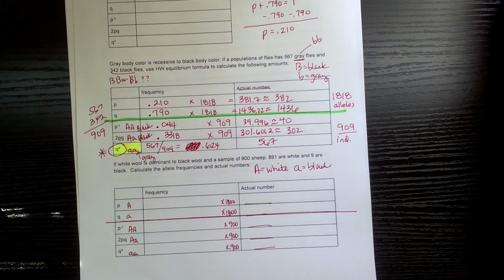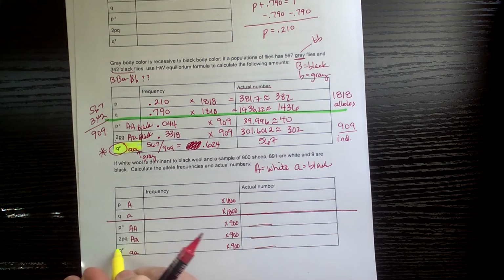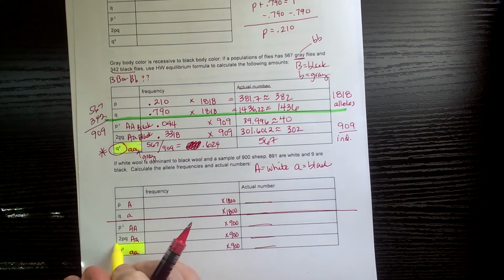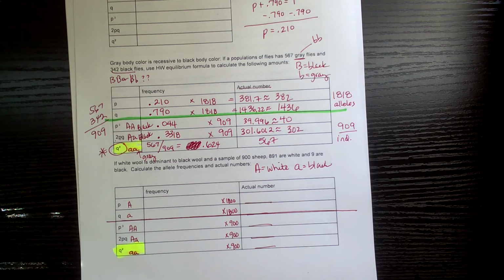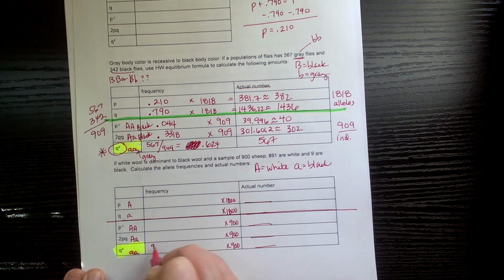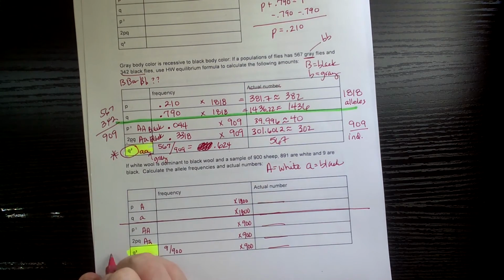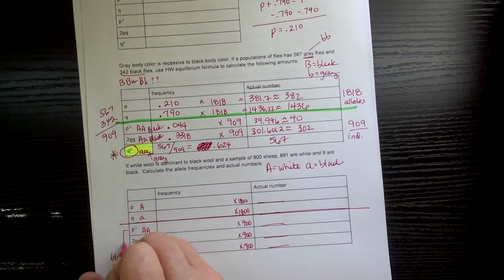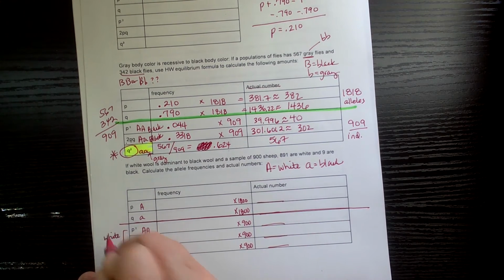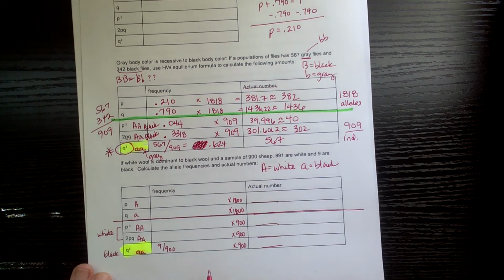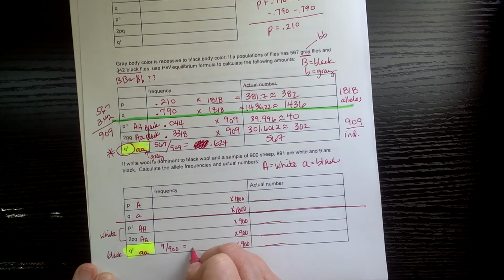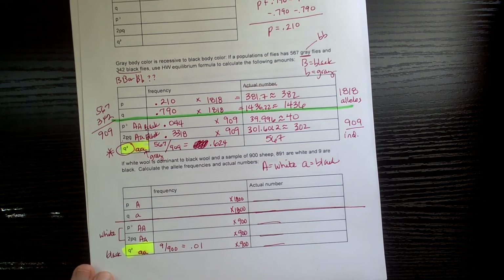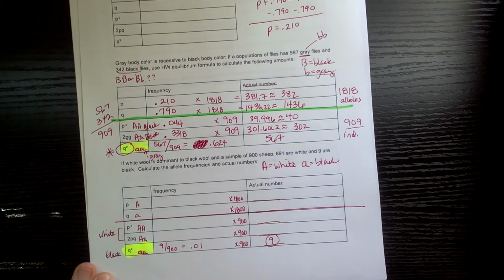All right, always want to start with the organisms that physically have the recessive trait, because those are the ones we know for sure their genotype. And in this situation, there are only 9 of them. So 9 out of 900 are black. Okay, so these would be white, and only 1 black. Okay, 9 out of 900, which if you divide is 0.01. Okay, and I know for a fact that there's 9 individuals here.